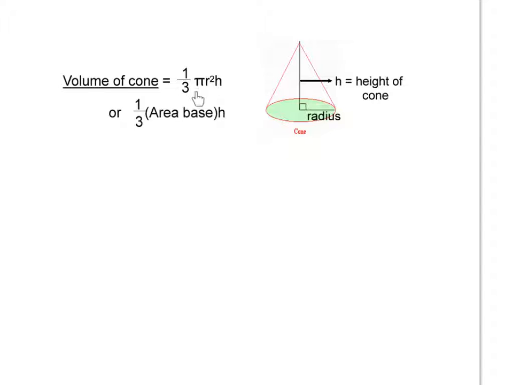which the base of a cone, of course, is a circle, pi r squared, times the height, and make sure you're getting the true height, the actual height, and not the slant height. You don't want to get the slant height, you want to get the actual height. So the volume of a cone equals 1/3 pi r squared h. Area of the base times the height.